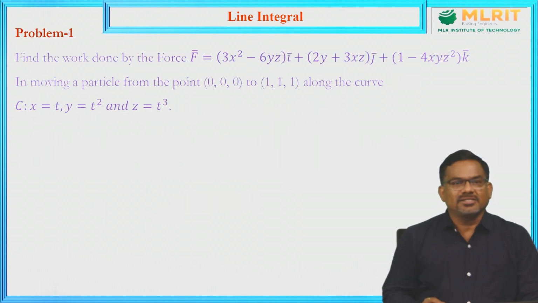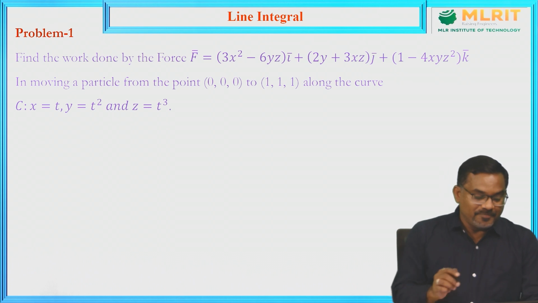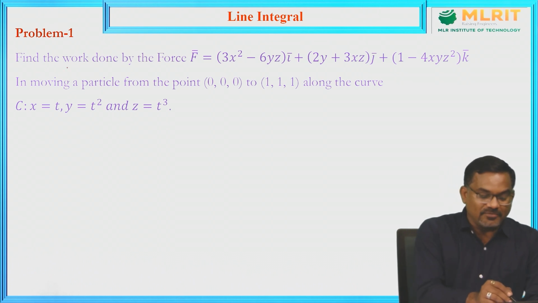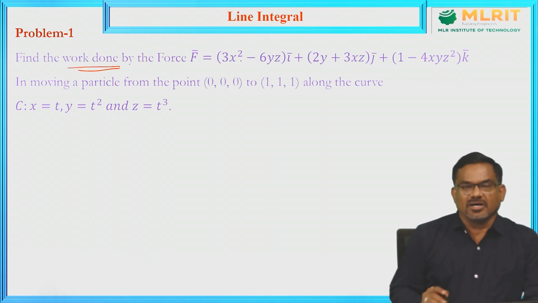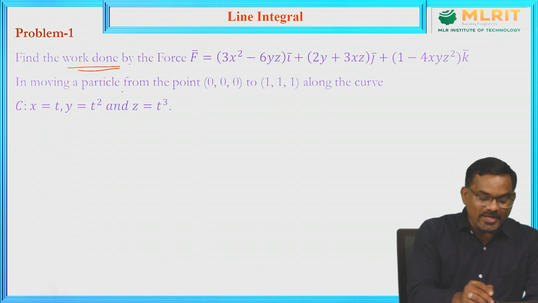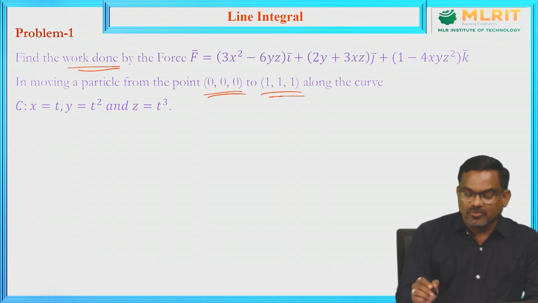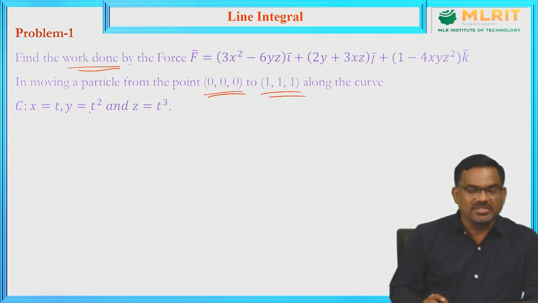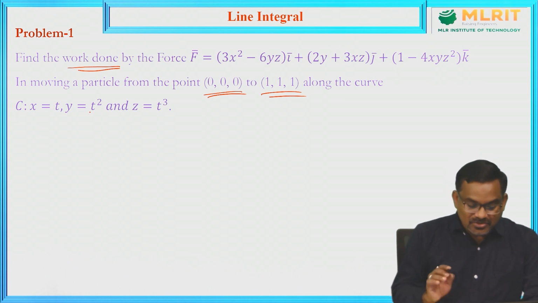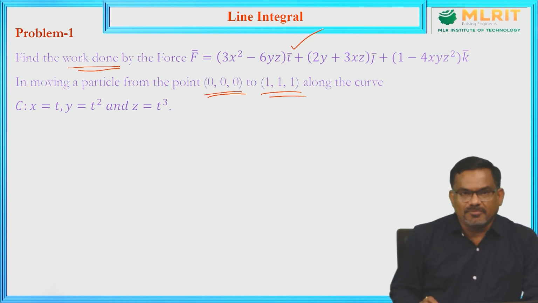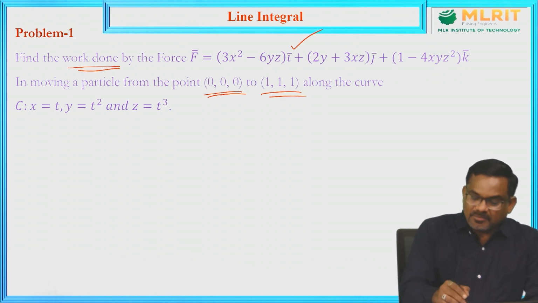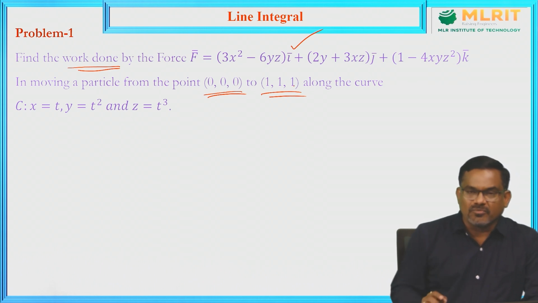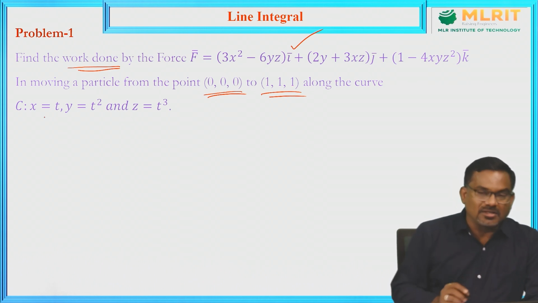Now let us solve one problem on line integral. The question is, find the work done by the force vector F bar in moving a particle from 0, 0, 0 to 1, 1, 1 along the curve C, x equal to t, y equal to t square and z equal to t cube. So here the vector F bar is given, the points are given, 0, 0, 0 to 1, 1, 1, and the curve C is also given.